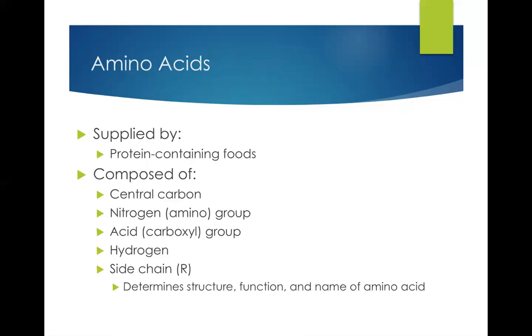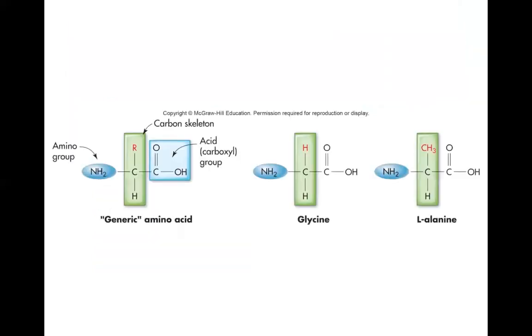Amino acids are supplied by our diet. So when we eat both plants and animals, we can get amino acids. And we're going to see a picture of amino acids coming up, but they are named for the chemical structure. Amine group is a group that has a nitrogen, and an acid group is a certain arrangement of carbon, oxygen, and hydrogen, which makes an acid. So we're going to see this coming up.